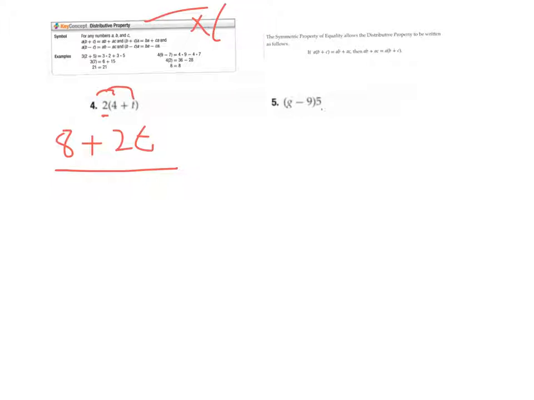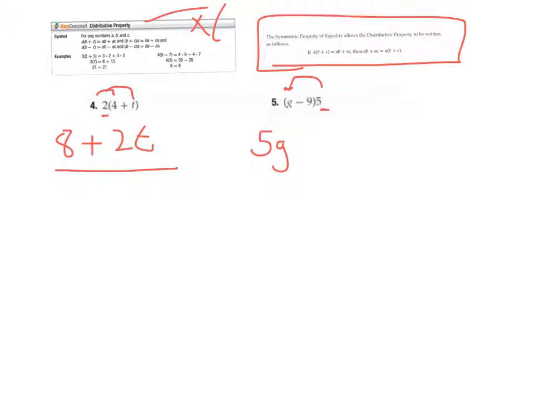Even if the number is on the other side, and that's what the symmetric property means, multiplication can be multiplied or distributed. We keep things in the order. So now if I'm going to multiply the 5 times the g, it's still 5g, and 5 times a negative 9, I still get a negative 45, and I get my answer.